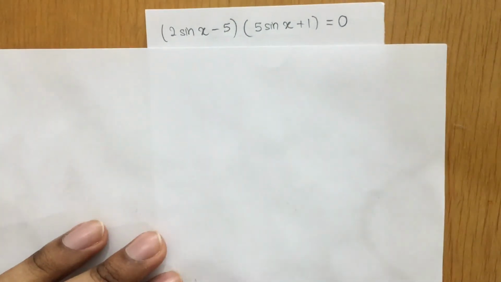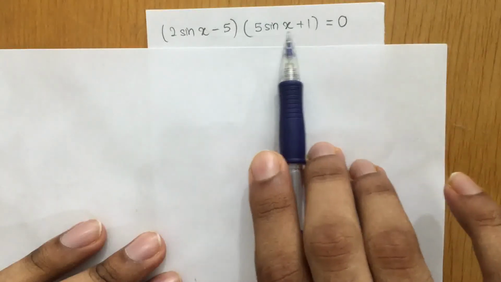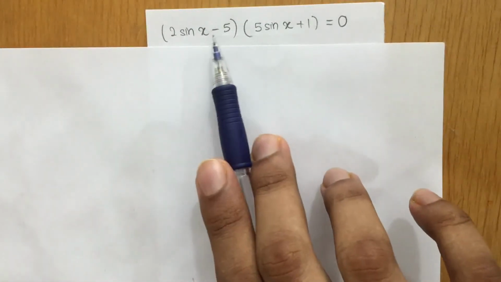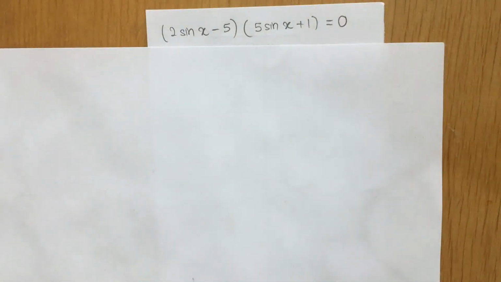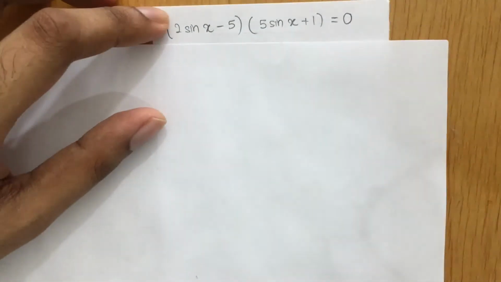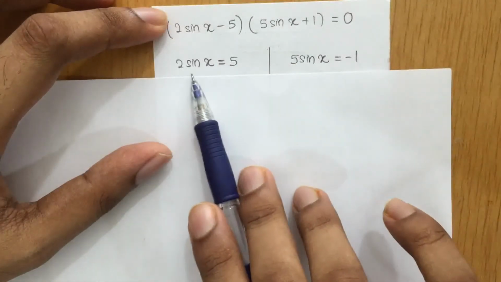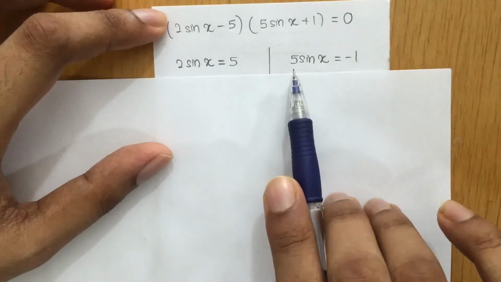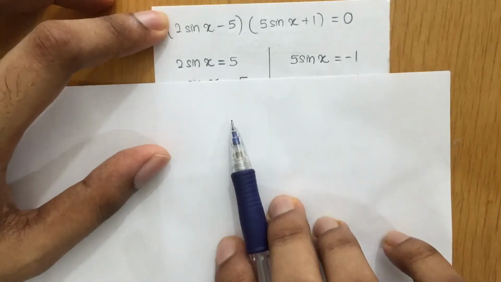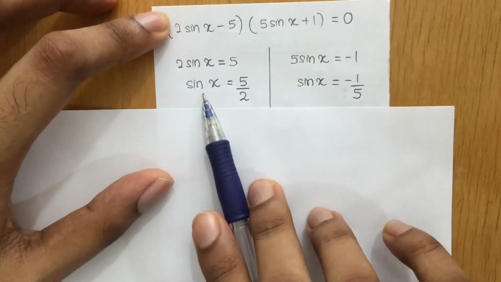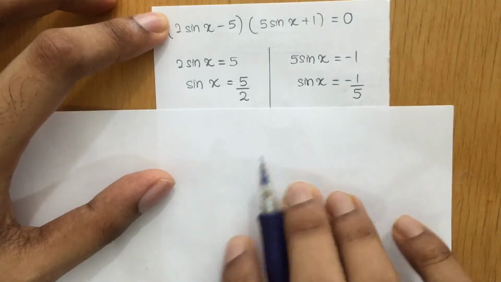We are still left in this working where you have 2 sin x minus 5 in the bracket 5 sin x plus 1 is equal to 0. From here, we're going to solve these two expressions simultaneously. Let us proceed to the next step. From here in the left hand side, 2 sin x will be equal to 5. In your right hand side, 5 sin x is equal to negative 1. So from here you get your sin x is equal to 5 over 2 and your sin x is equal to negative 1 over 5.